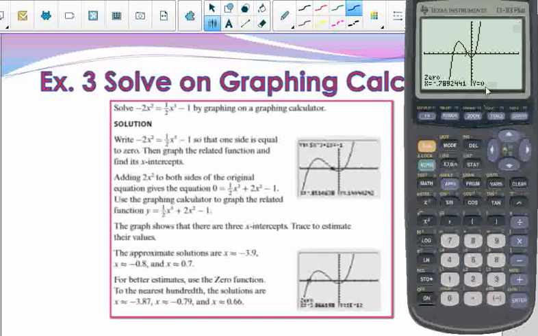It says when y is 0, x is negative 0.789. So that would be, to the nearest hundredth, negative 0.79. And that's what they have here.